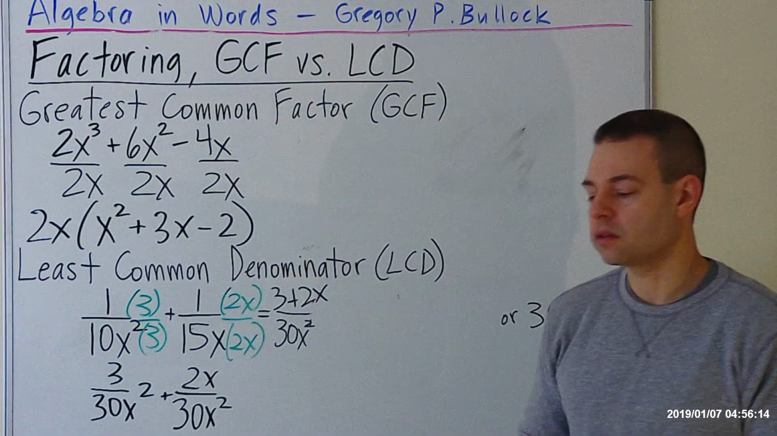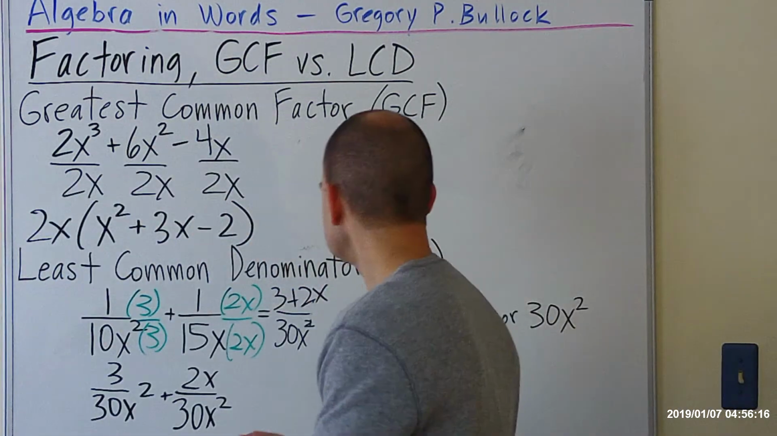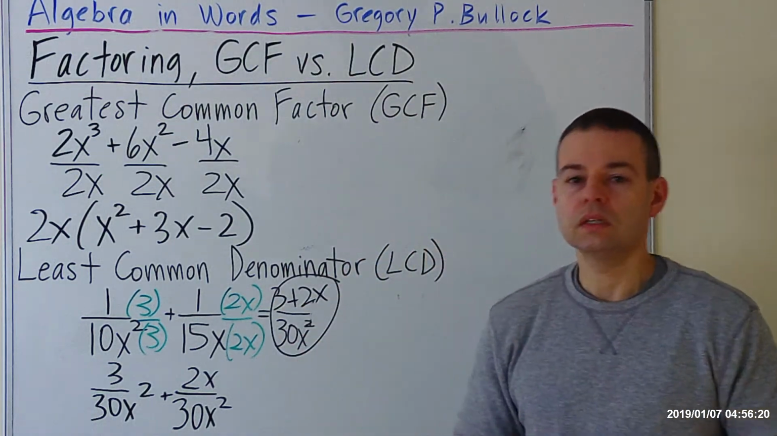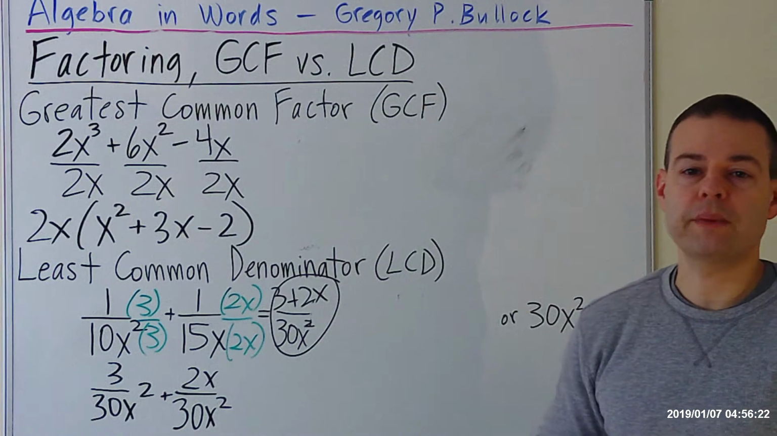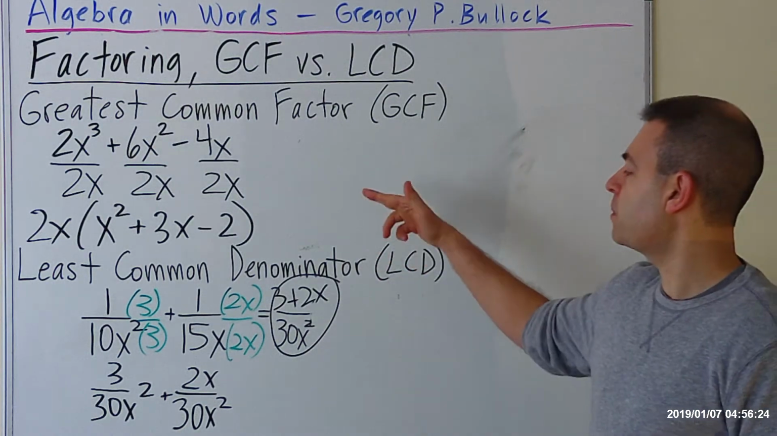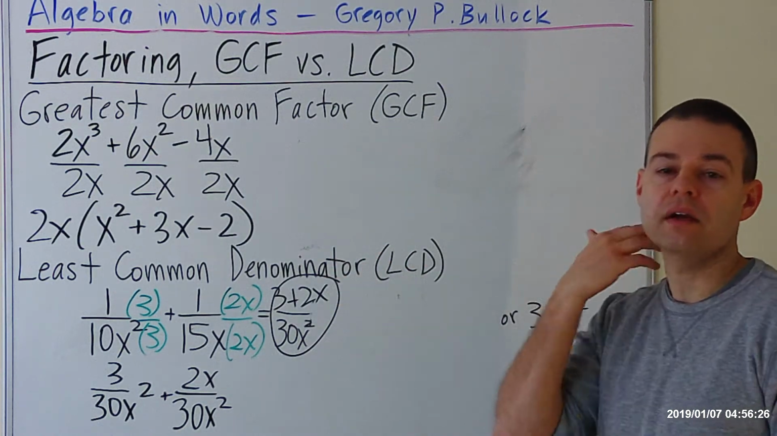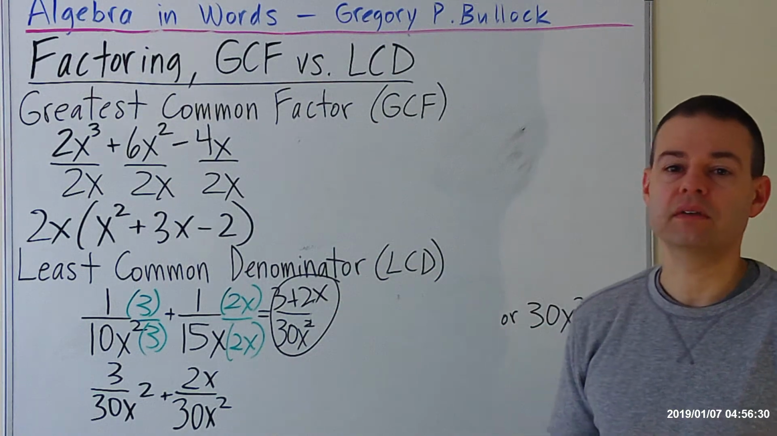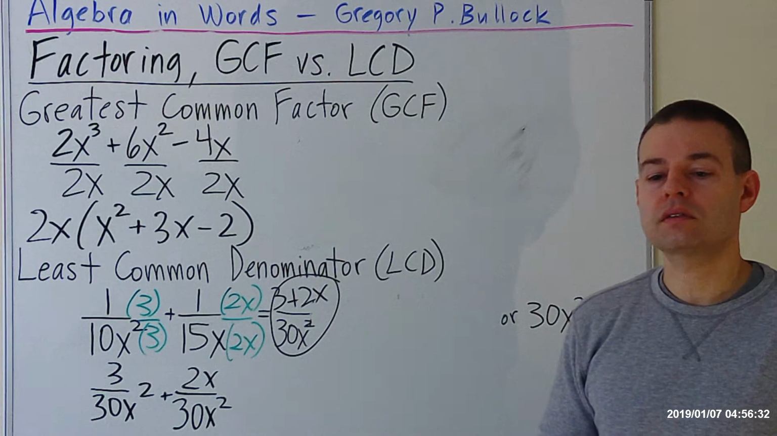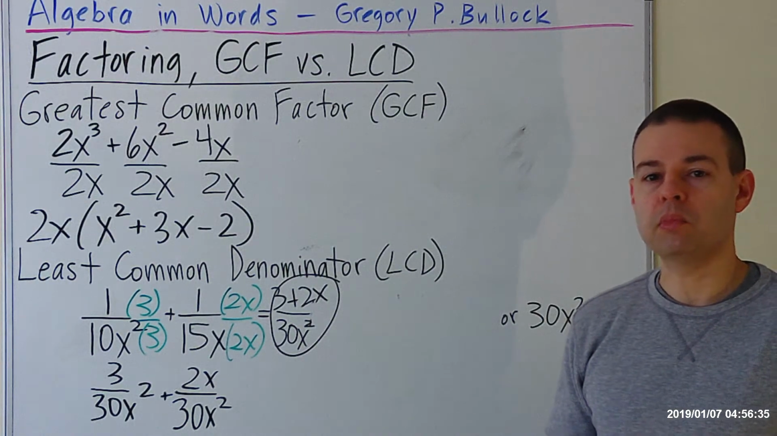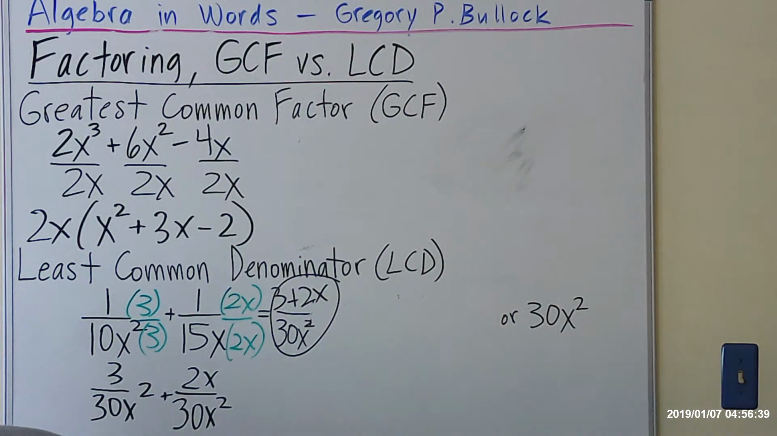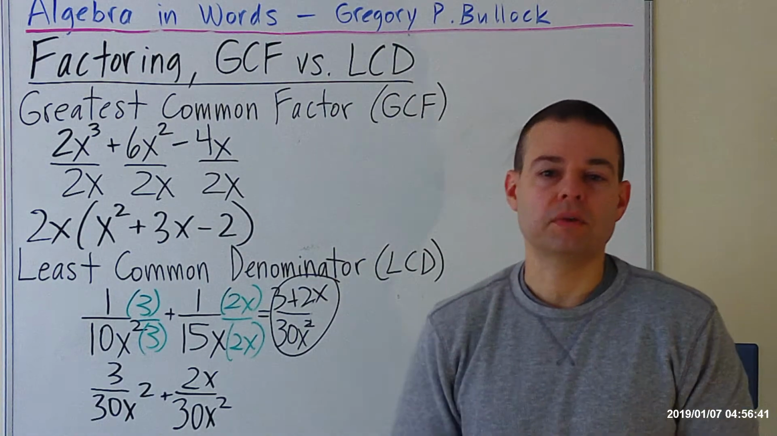And that's the answer. So those are just two basic examples of how to use greatest common factor and least common denominator, and when to use greatest common factor and least common denominator. Alright? I'm going to erase this, and we're going to talk about this a little bit more in a second, where we're going to go over prime factorization.